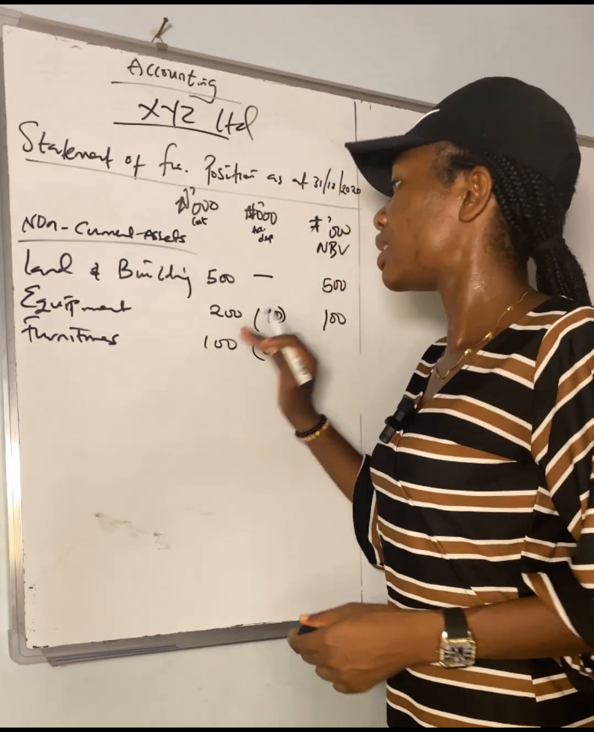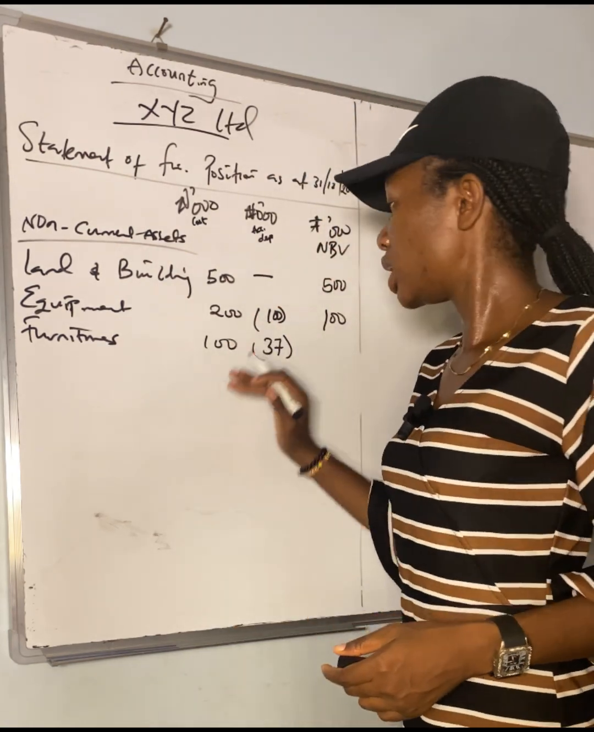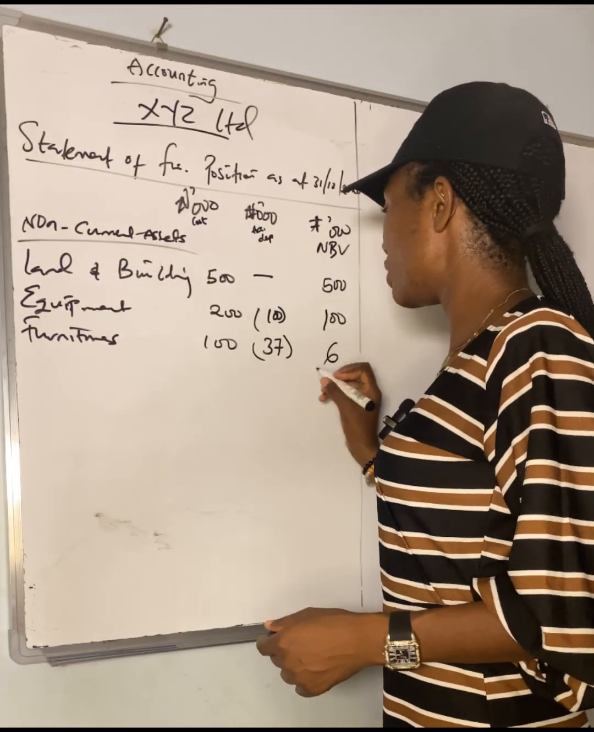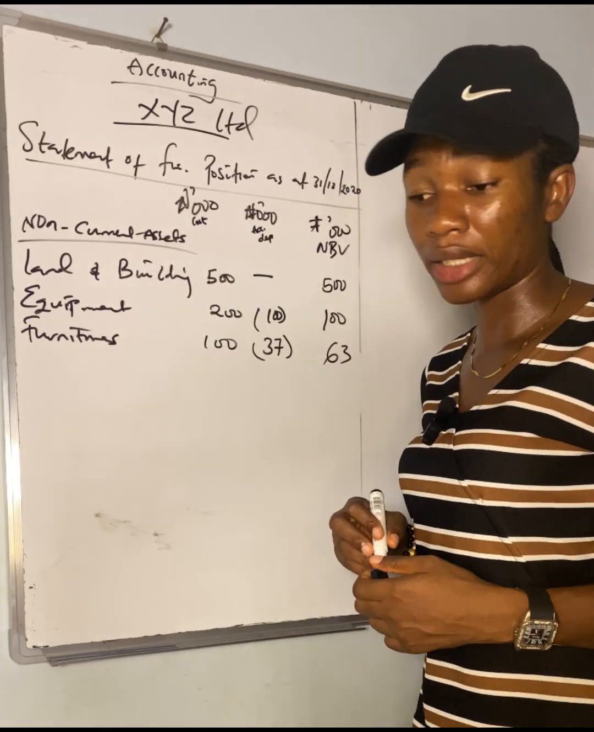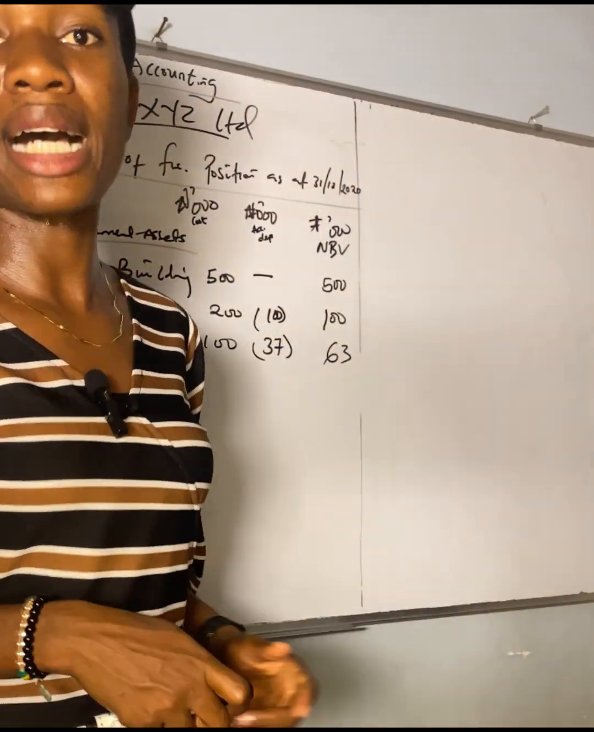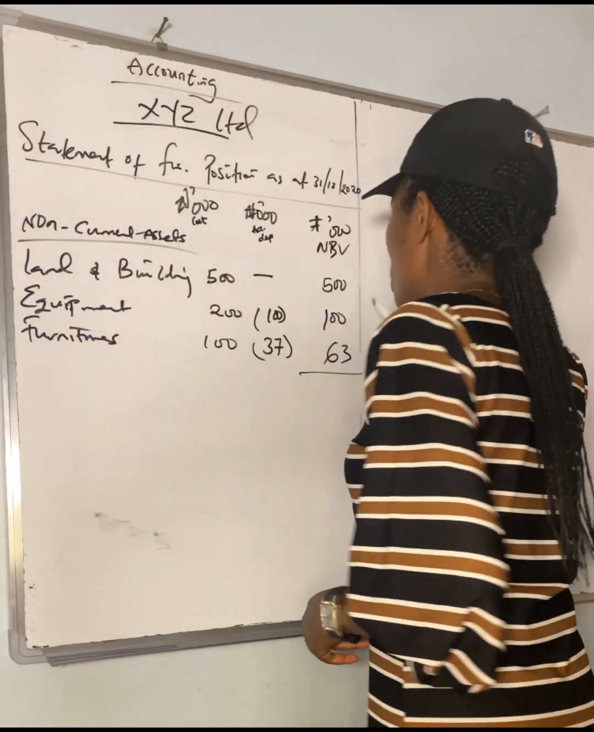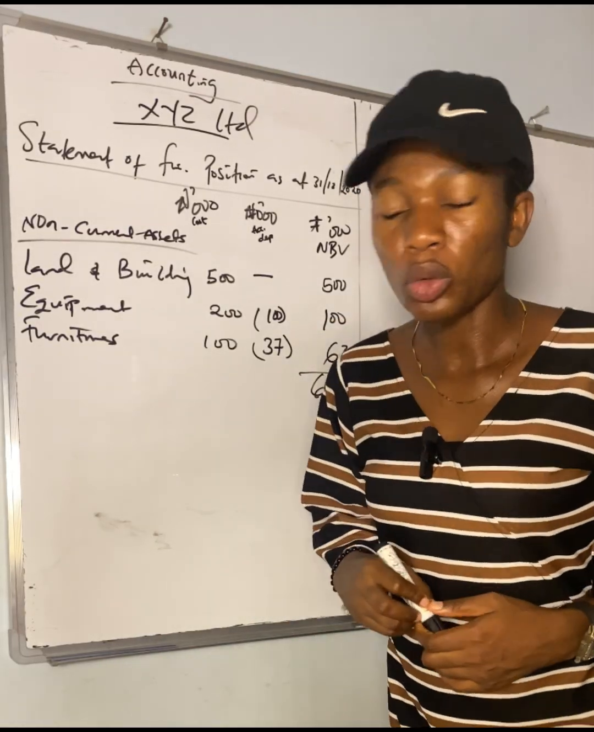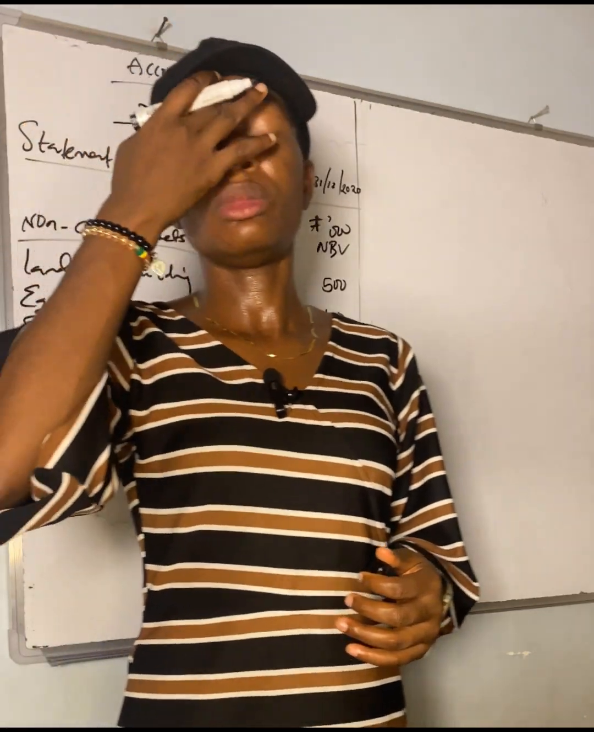Okay, so this is it. Our net book value now will be 100,000 minus 37,000, which will give us 63,000 naira. So at the end of the day, we'll have to add in all our non-current assets to give us the total non-current assets. And this will give us 663,000 naira.